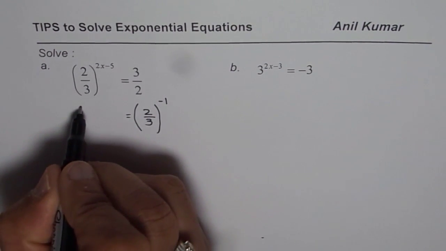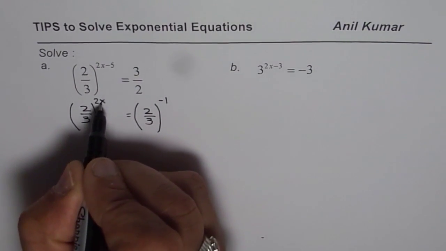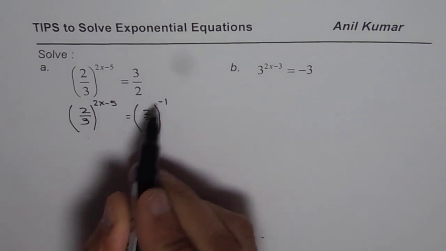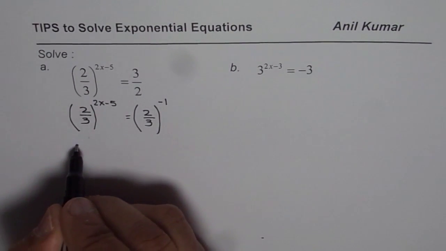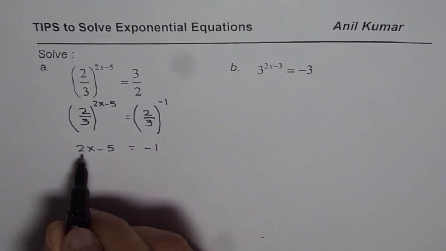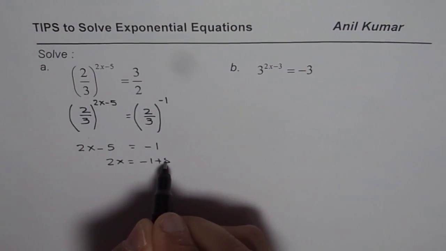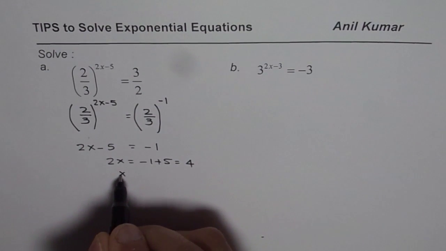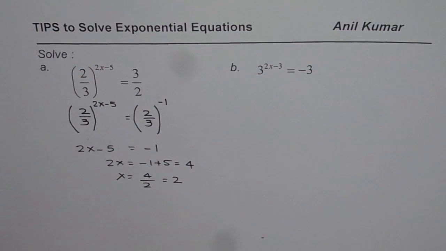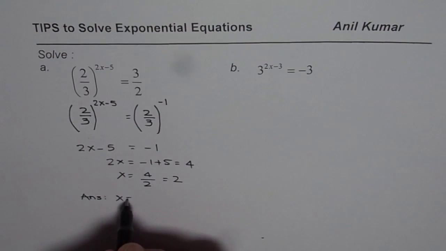So on the left side we have (2/3) to the power of 2x minus 5. Now when we have the same base, then exponents should be exactly same. So 2x minus 5 should be equal to minus 1. Now you can solve for x. So you can say 2x is equal to minus 1 plus 5, which is 4, and x is equal to 4 divided by 2, which is 2. So x equals 2 is your solution, right? So the answer is x equals 2.